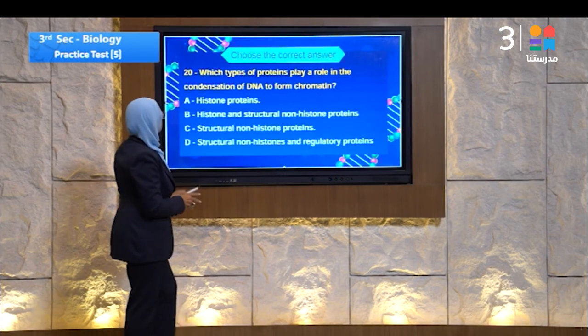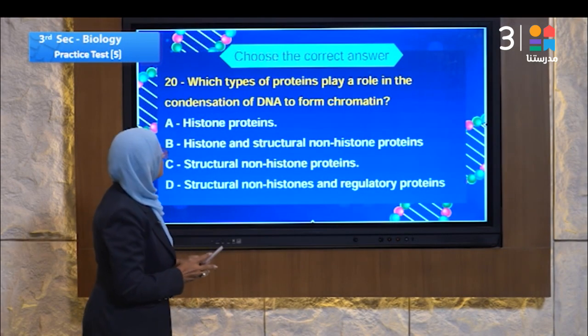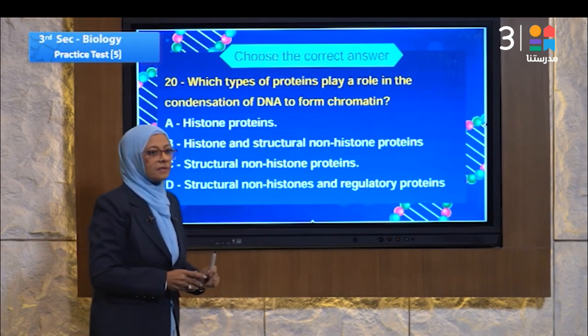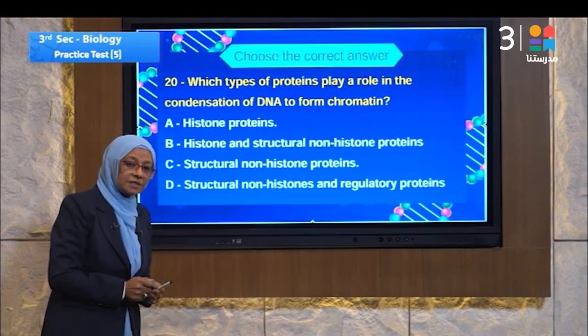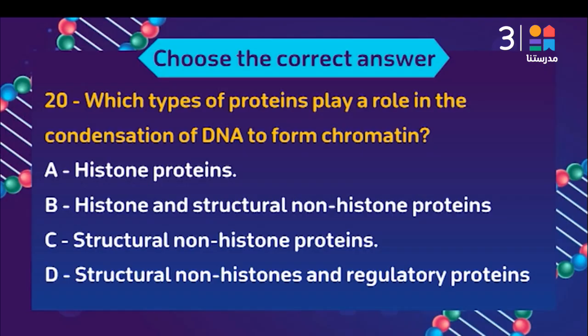Let's go to question number 20. Question number 20 speaks about proteins, DNA, chromatin. Let's read the question carefully to decide which one is the answer. Which types of proteins play a role in the condensation of DNA to form chromatin? DNA is a long double helix strand. It must be condensed to become shorter.